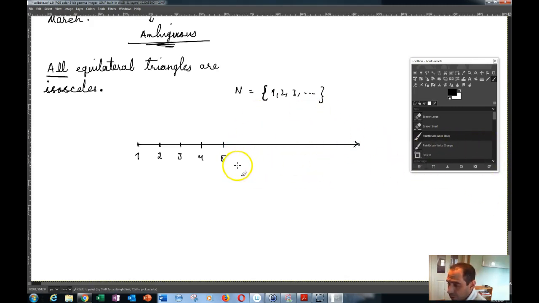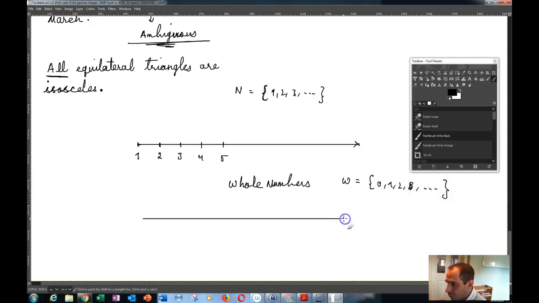And then when you're dealing with the set of whole numbers, the set of whole numbers starts with a 0. W is equal to 0, 1, 2, 3, and so on and so forth. And then the number line over here starts with a 0. This is 1 unit, this is 2 units, 3 units, and so on and so forth.